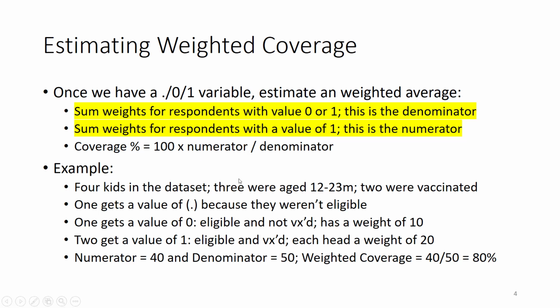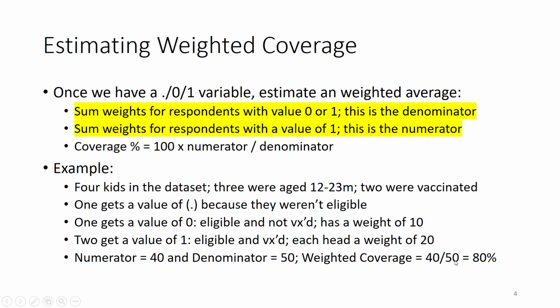If we use the same example, but this time we apply weights, we still have a child that wasn't eligible because they were outside the age range. We have a child whose indicator value is 0, and their weight is 10. That child represents 10 kids in the overall population. And then the 2 vaccinated children, let's say that they get coded with a 1 in the indicator, and let's say that they each have a weight of 20. They each represent 20 kids in the larger population.